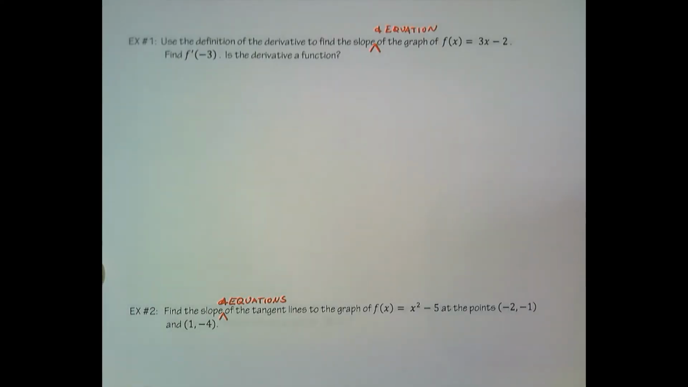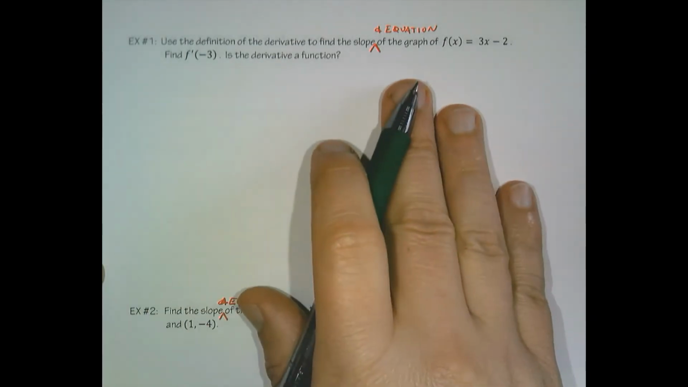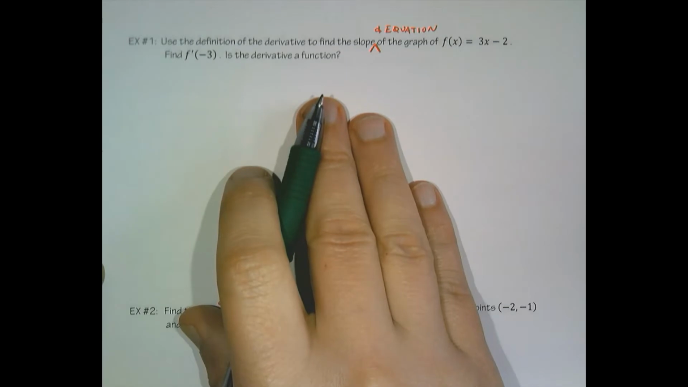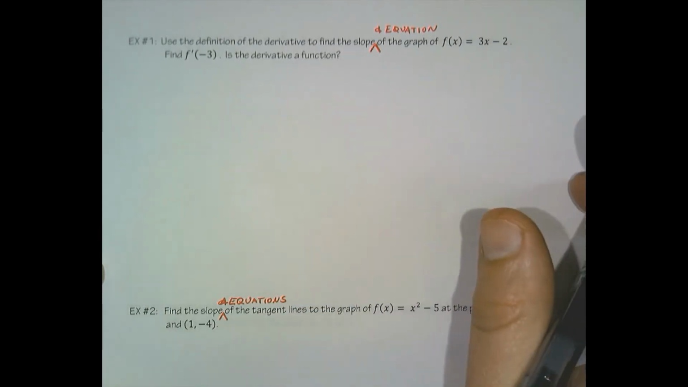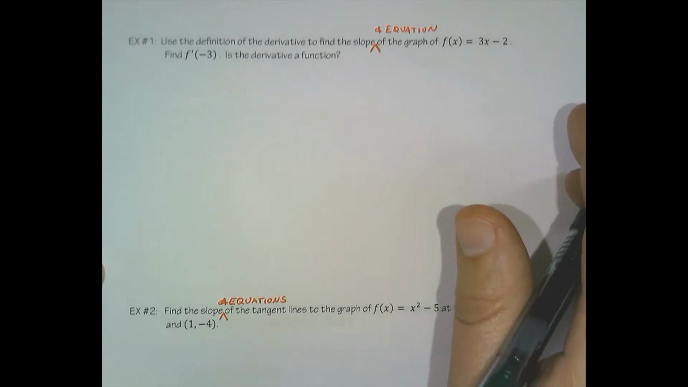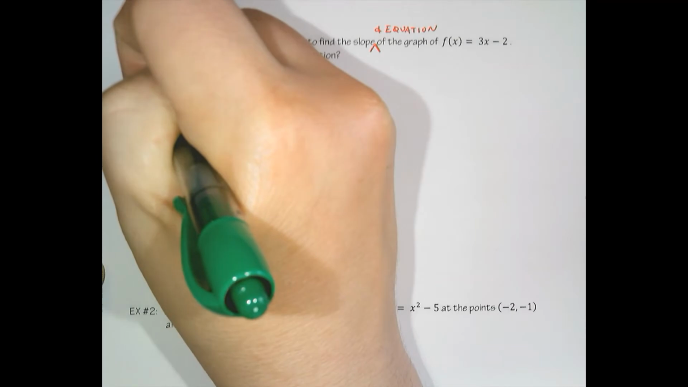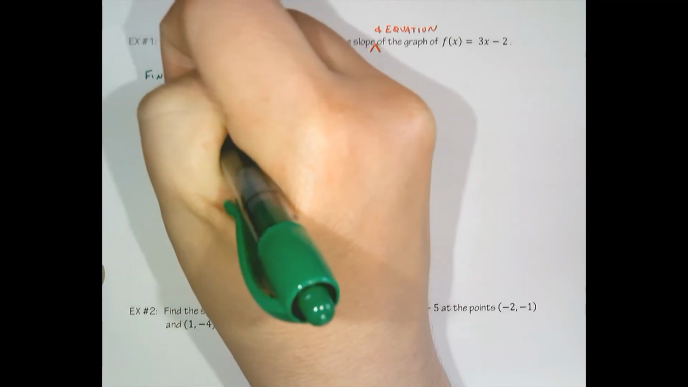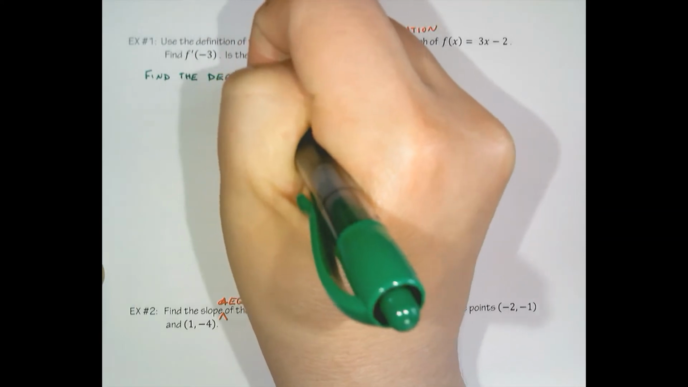All right, so there's a lot wrapped into example 1 here, and so I'm going to break it down into several steps. And depending on the nature of the question, sometimes we see all of these steps, sometimes we see a little bit of it. But most often, one of the first things that you're asked to do is find the derivative, or find the derivative function.